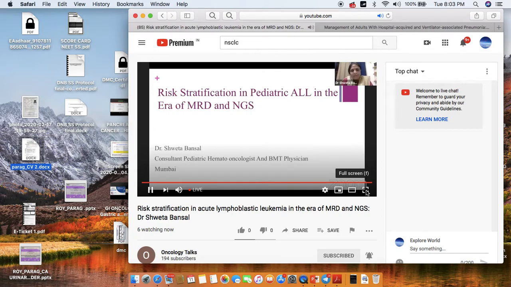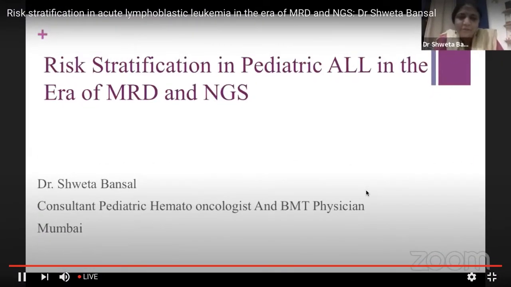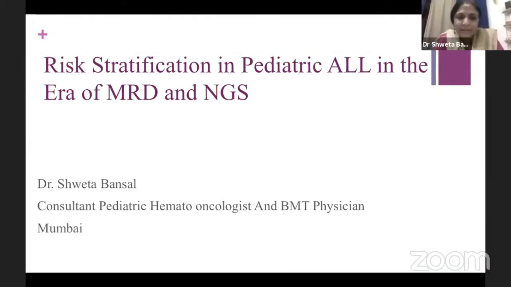Long way, and we are trying to find ways to treat the untreatable or very high-risk patients nowadays. How MRD and NGS are helping us in risk stratification of these patients is going to be the talk of today.